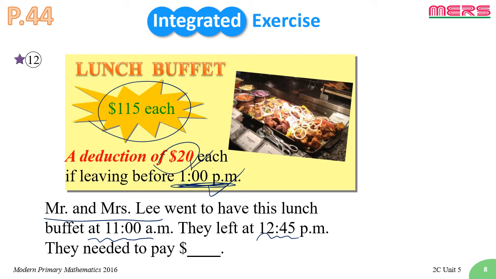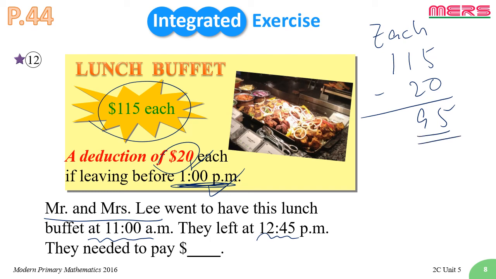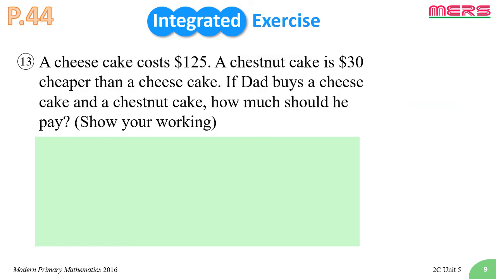So what they need to pay for each one is 150 minus 20, and then do the calculation. It is 130 for each one. They have 2 persons. There are 2 people here, so how much do they need to pay? It should be 130 for one, so 130 plus 130. Get the answer, 260.